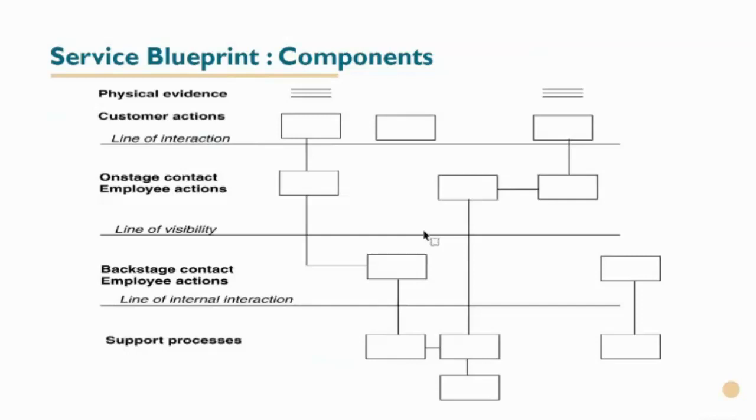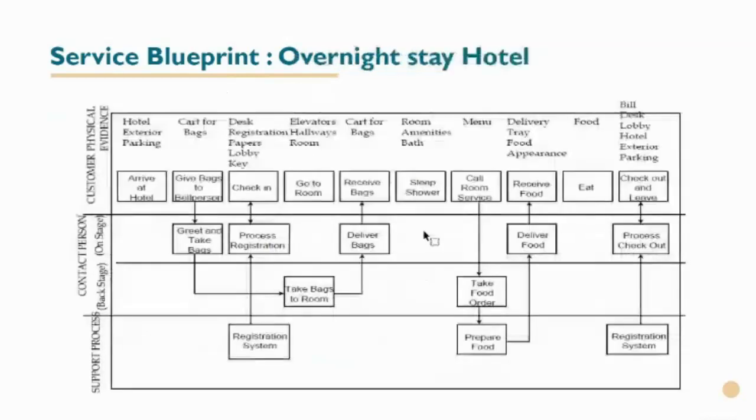So right from the backstage people, it will go to the on stage people, and then from on stage people, it will go to the front end people, and then it will go to the customer. So this is the blueprint, and this is how we are going to study it. Let's take up an example. And this is a very interesting example. So let's say if somebody is going to stay in a hotel, so let's see how it works.